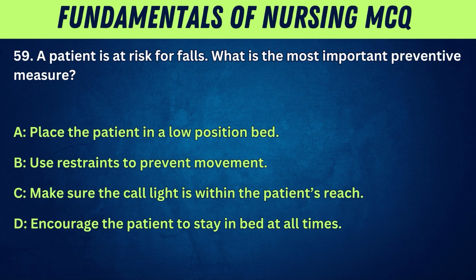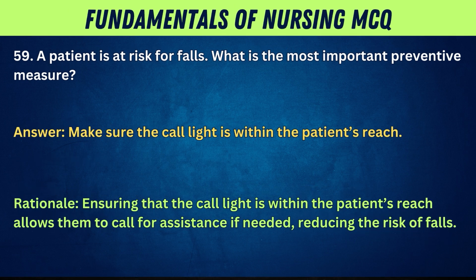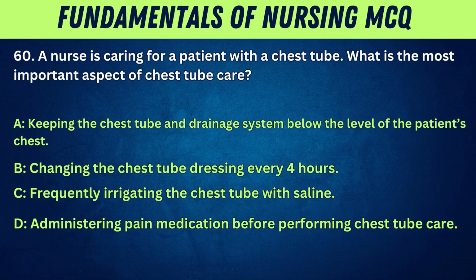59. A patient is at risk for falls. What is the most important preventive measure? A. Place the patient in a low-position bed. B. Use restraints to prevent movement. C. Make sure the call light is within the patient's reach. D. Encourage the patient to stay in bed at all times. Answer. Make sure the call light is within the patient's reach. Rationale. Ensuring that the call light is within the patient's reach allows them to call for assistance if needed, reducing the risk of falls.